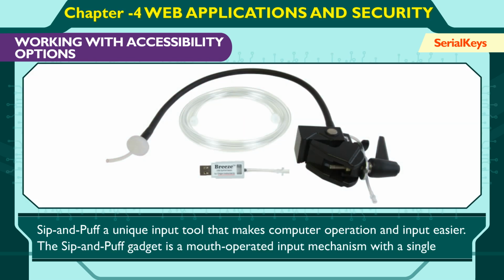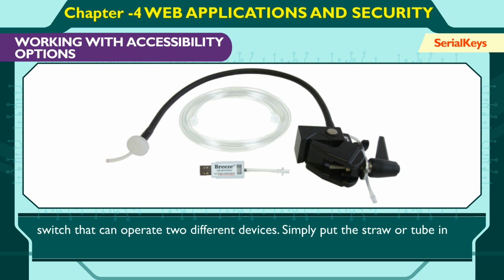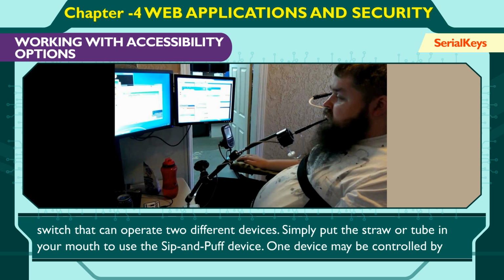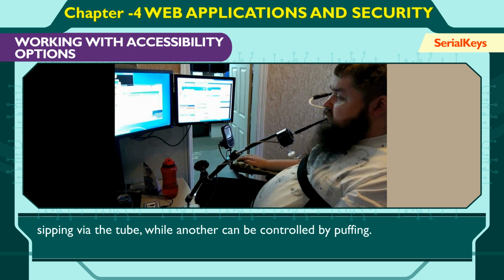The Sip and Puff gadget is a mouth-operated input mechanism with a single switch that can operate two different devices. Simply put the straw or tube in your mouth to use the Sip and Puff device. One device may be controlled by sipping via the tube, while another can be controlled by puffing.